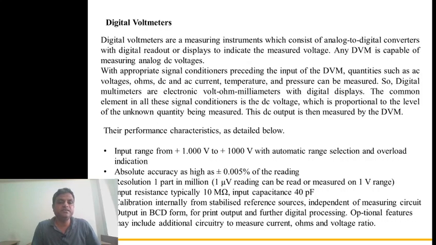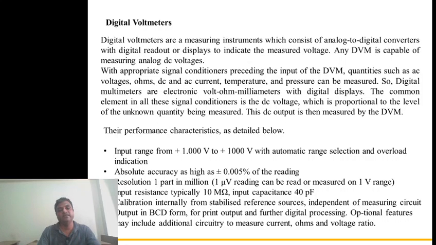The common element in this signal conditioning is a DC voltage, which is proportional to the level of the unknown quantity being measured. This DC output is then measured by the DVM. The important characteristics of the digital voltmeter are, first, the range varies from plus 1 to 1000 volt, and they have automatic range selection switches and also an overload indication facility. That is one of the performance characteristics. Second one is the accuracy.